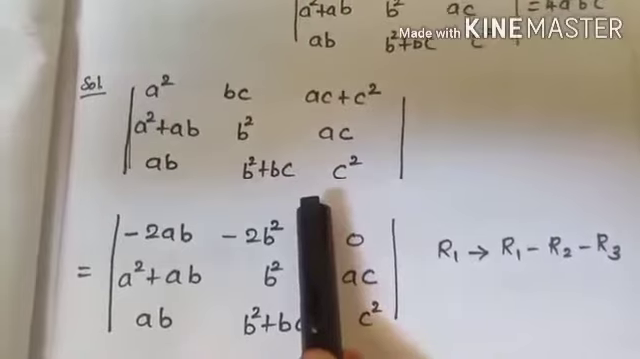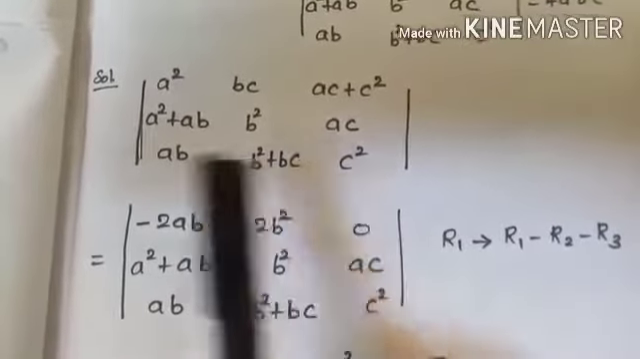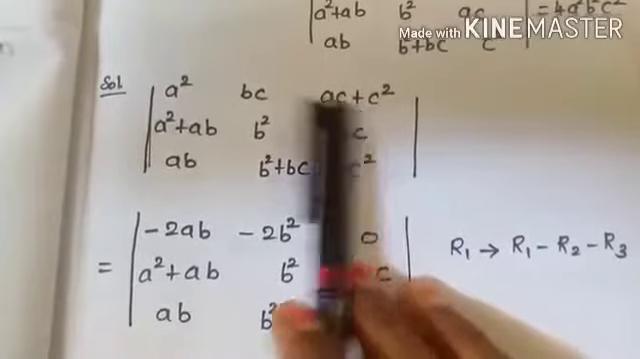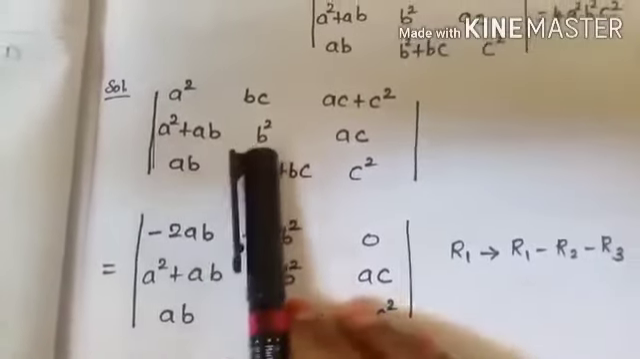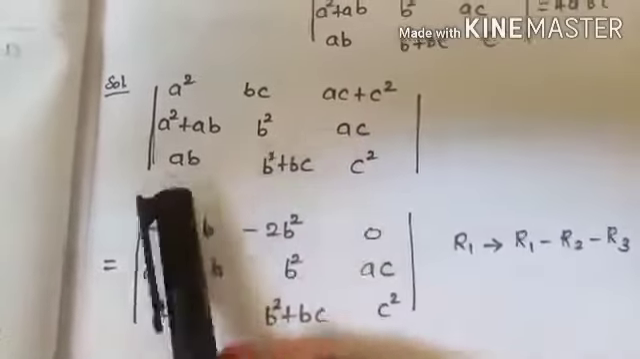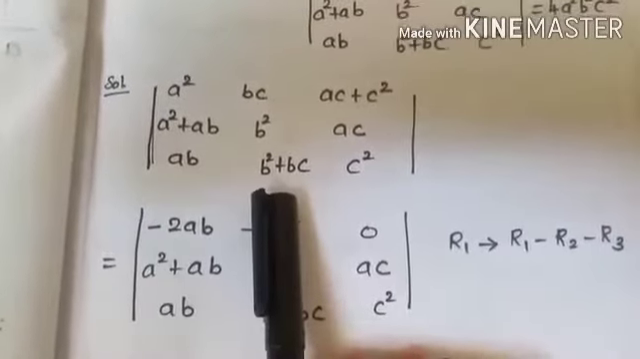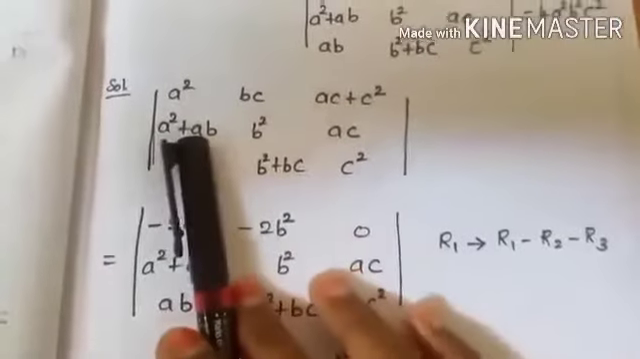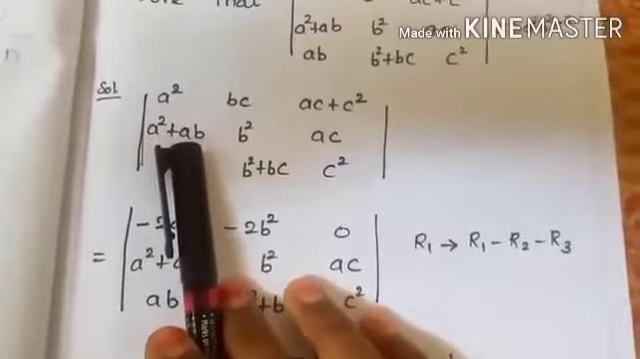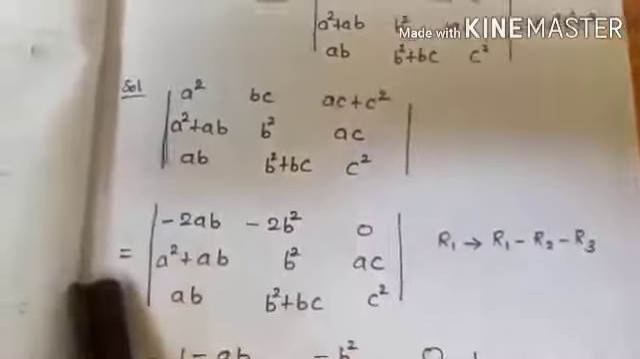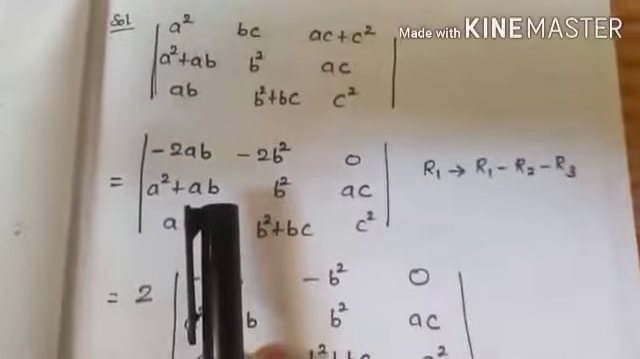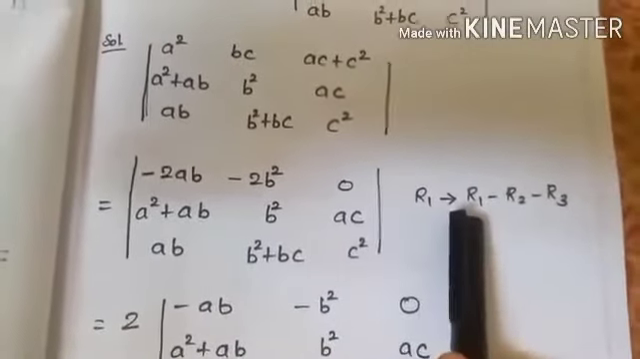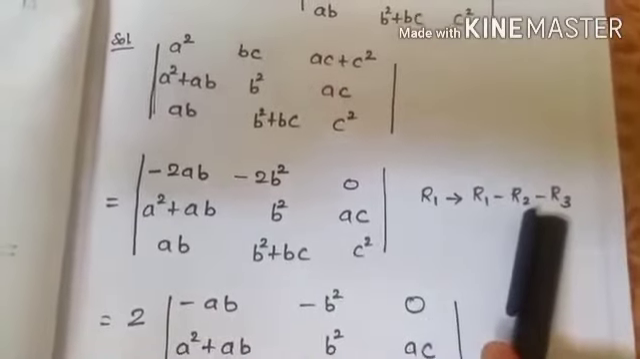Solution. Let us consider the given determinant: the determinant of a squared, bc, ac plus c squared; a squared plus ab, b squared, ac; ab, b squared plus bc, c squared. Now to find the value of this determinant, that is 4 a squared b squared c squared, we are using elementary row operations. First, R1 tends to R1 minus R2 minus R3.